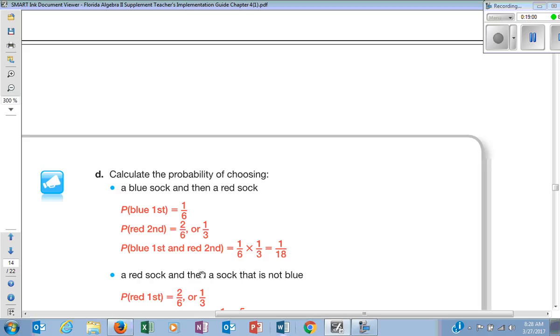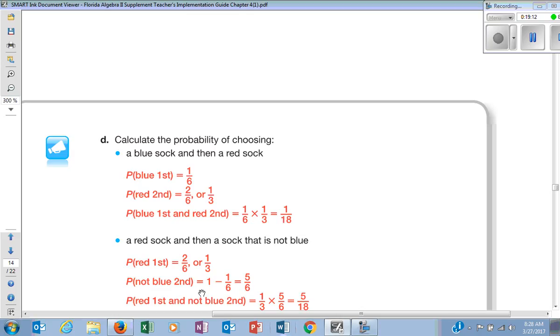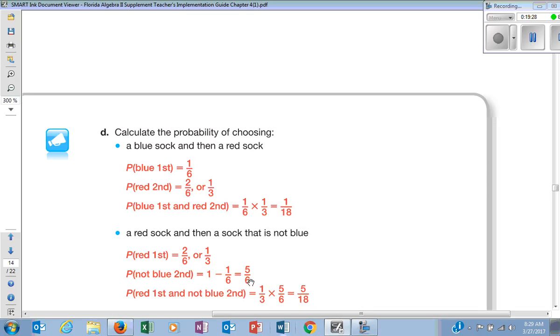Are you with me? So for this one, how many are blue? 1. How many does that mean are not blue? 5. Do you get how we did that? So what they do here is they show a 1, which is the total, always 1, minus the probability of pulling a blue, 1/6. That means the probability of not pulling a blue is 5/6. Then I would multiply the 1/3 times the 5/6.